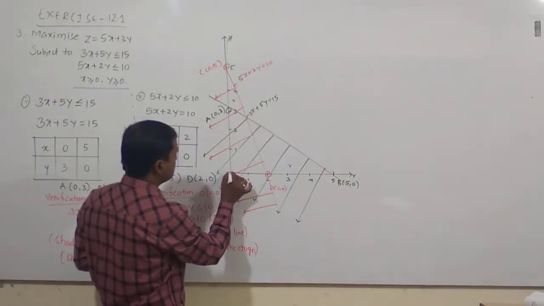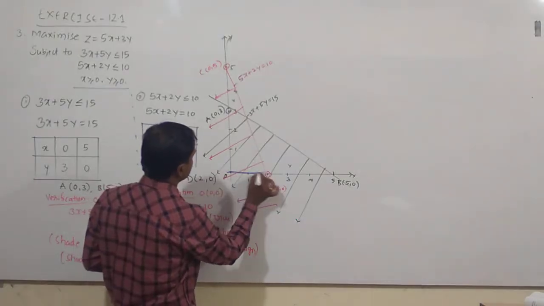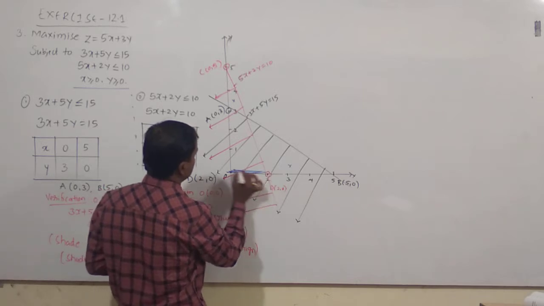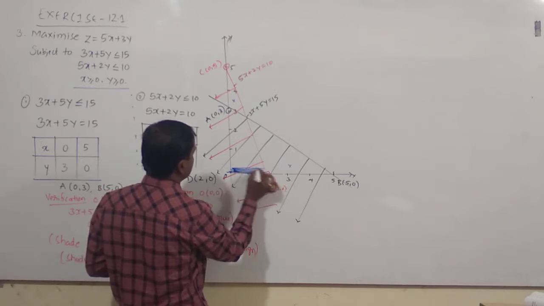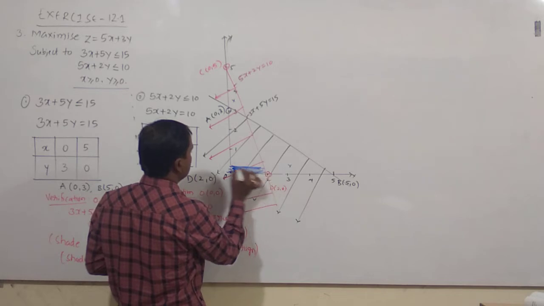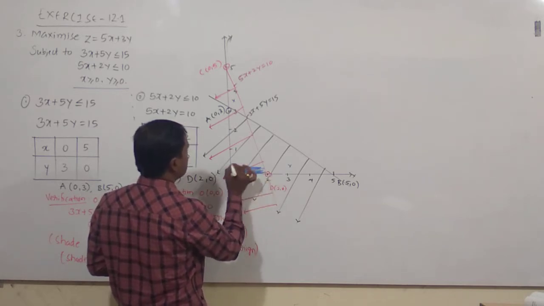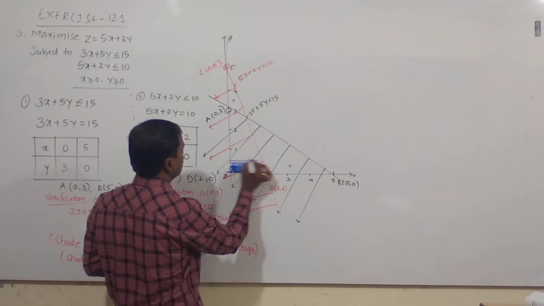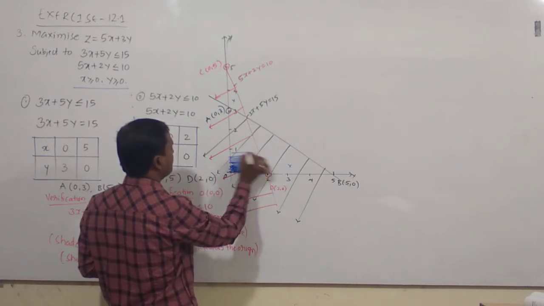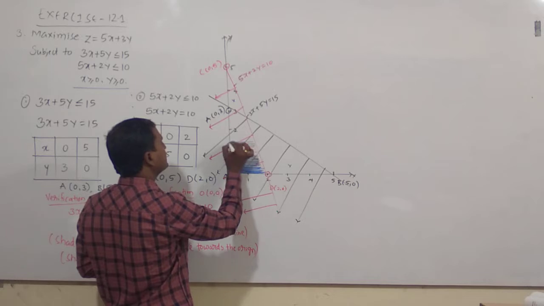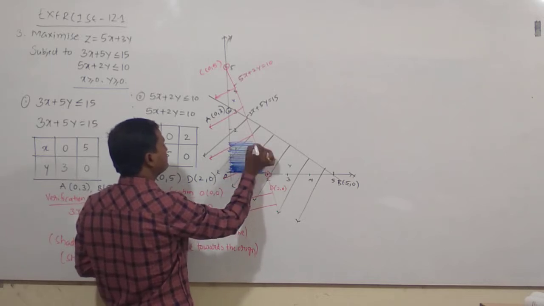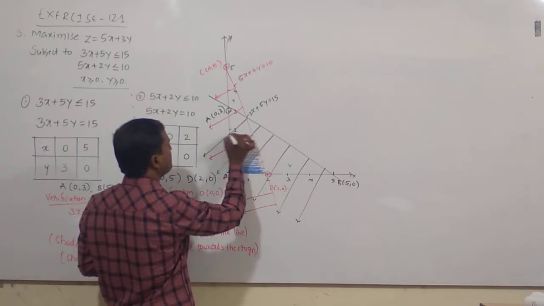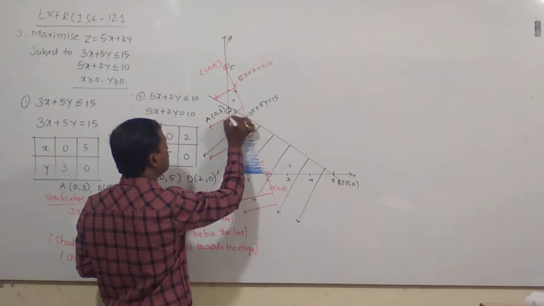So hence the solution region is this one. The solution region is called the common region. Okay, this common region is also called the feasible region. This is the feasible region. This is the feasible region of the LPP.